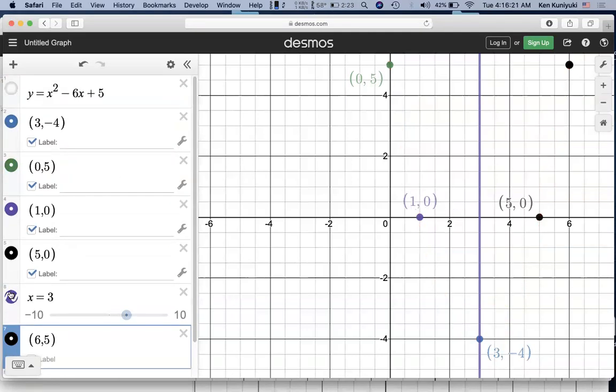I'll erase the axis even. Well, let's keep the axis in, actually. So you should be able to do a good freehand graph of the parabola. And you would probably get something like that. Very good.